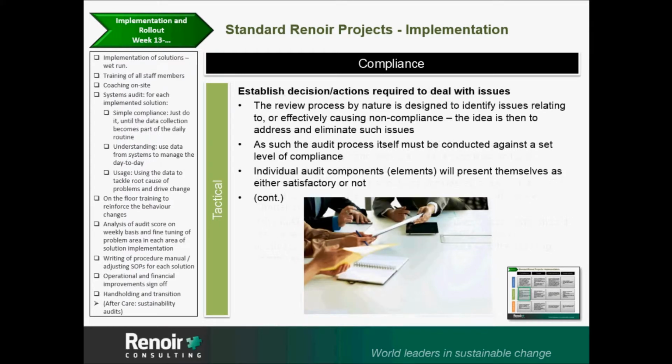Establish decisions and actions required to deal with issues. The review process by nature is designed to identify issues relating to or effectively causing non-compliance. The idea is then to address and eliminate these issues. As such, the audit process itself must be conducted against a set level of compliance. Individual audit components or elements will present themselves as either satisfactory or not.